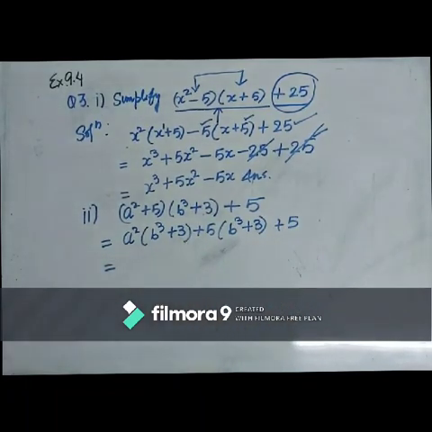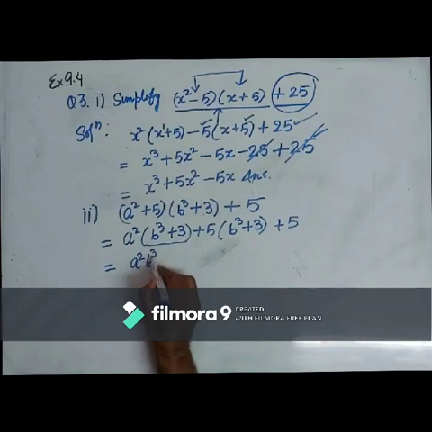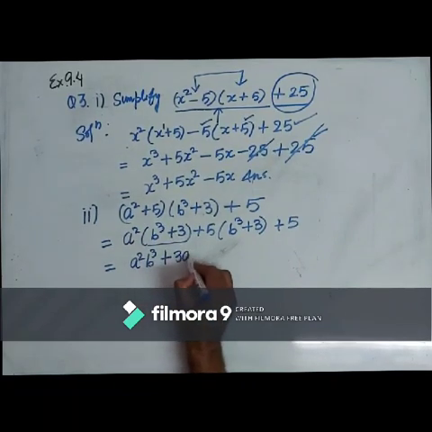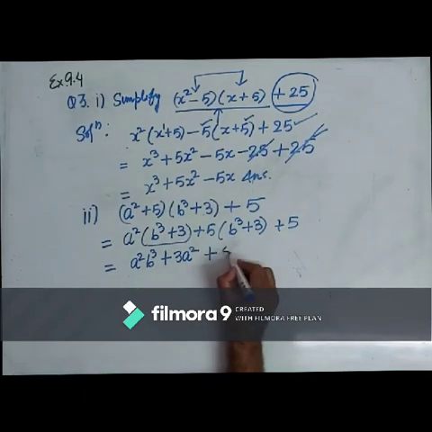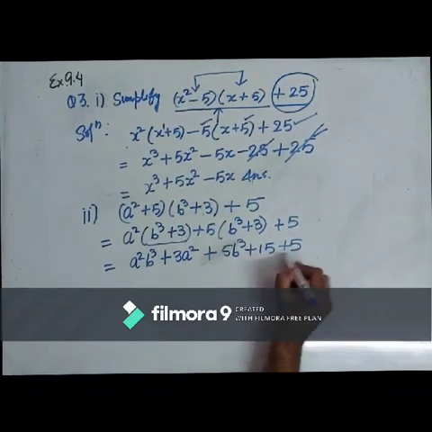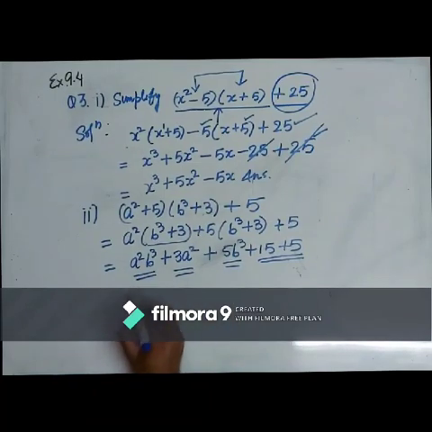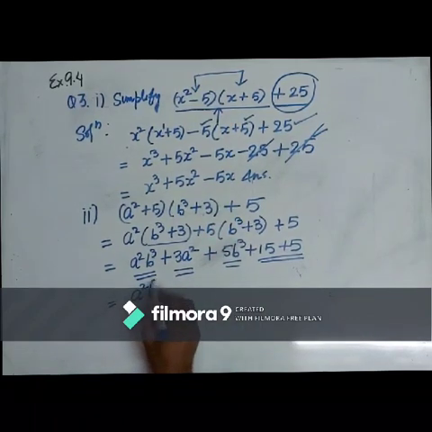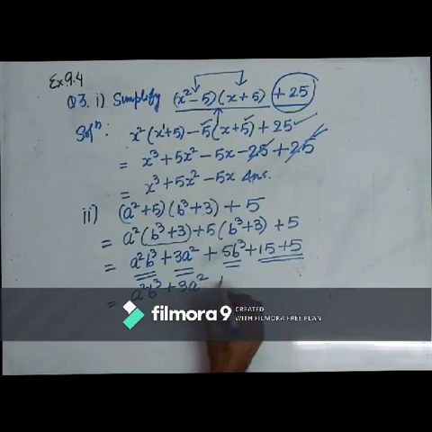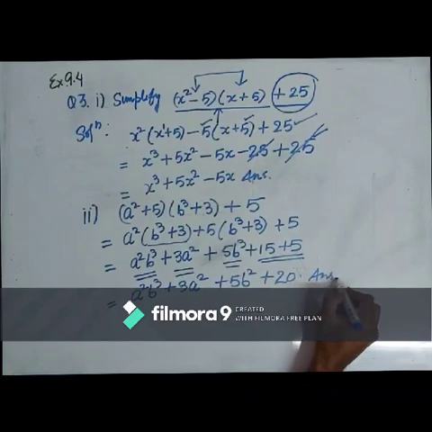So the next line is distribute this a square into the binomial. So multiplying it, a square into b cube is a square b cube plus 3 into a square is 3a square plus 5 into b cube is 5b cube plus 5 into 3 is 15 plus 5. So these two are to be added, b cube no b cube, a square no a square, a square b cube no a square b square, another one. So this is your answer, a square b cube plus 3 a square plus 5 b cube plus 20 is your final answer.